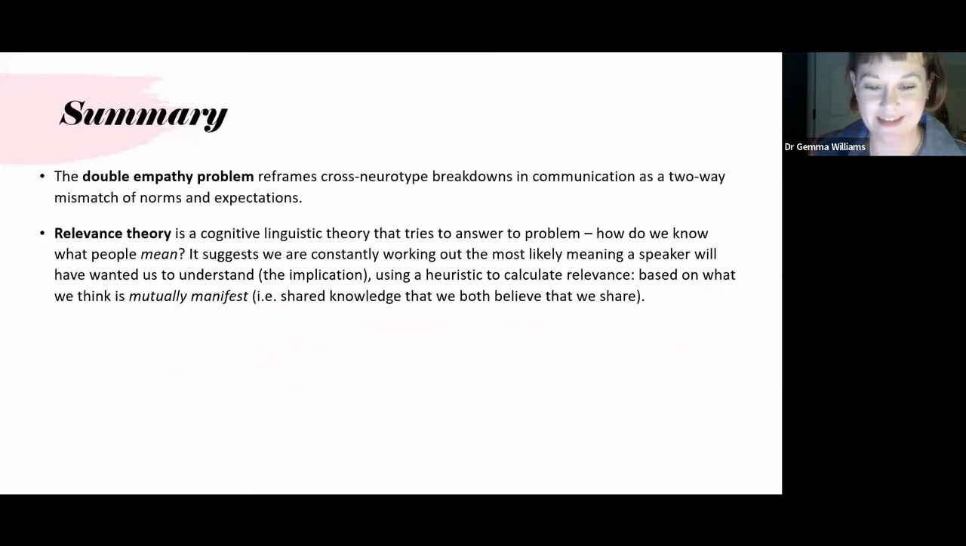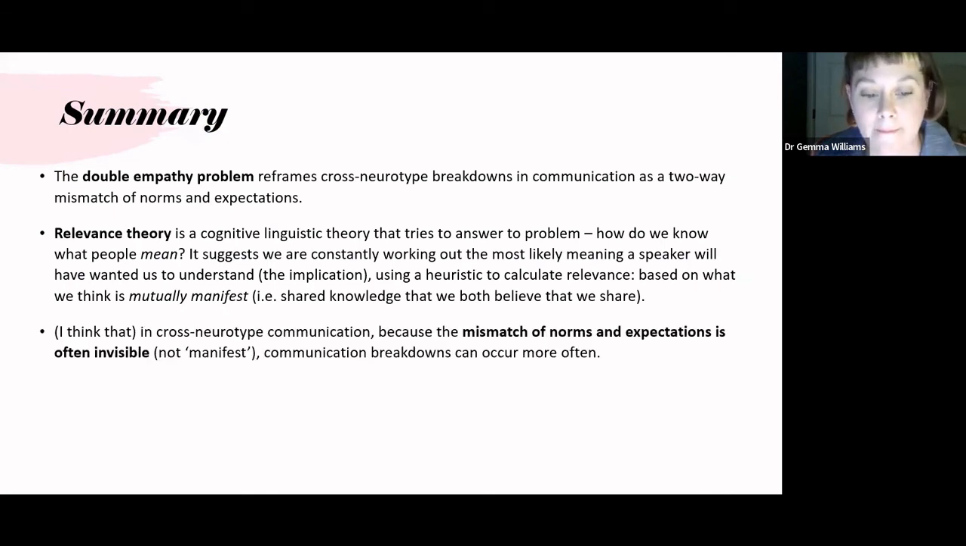Oh, summary. The double empathy problem reframes cross-neurotype breakdowns in communication as a two-way mismatch of norms and expectations. Relevance theory tries to answer the problem, how do we know what people mean? It suggests that we work it out based on a calculation of relevance, what's most relevant to our speaker. And I've suggested that in cross-neurotype communication, because the mismatch of norms and expectations is often invisible, communication breakdowns can occur more often. That's it.